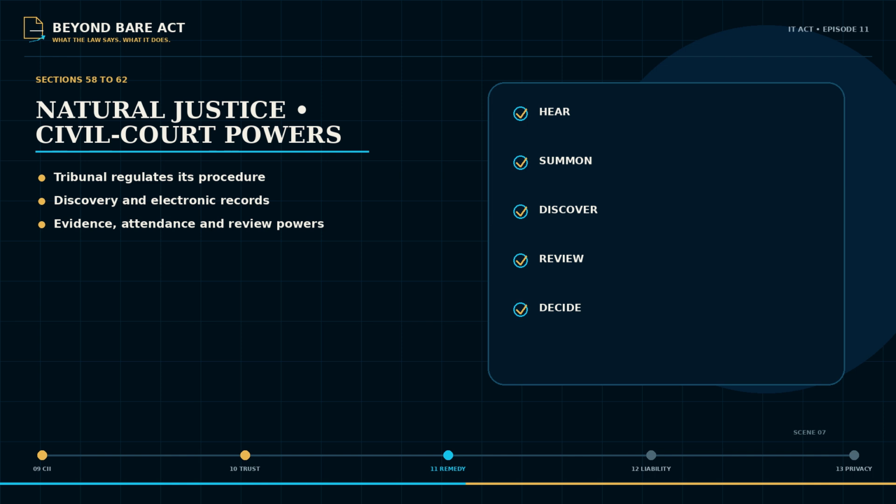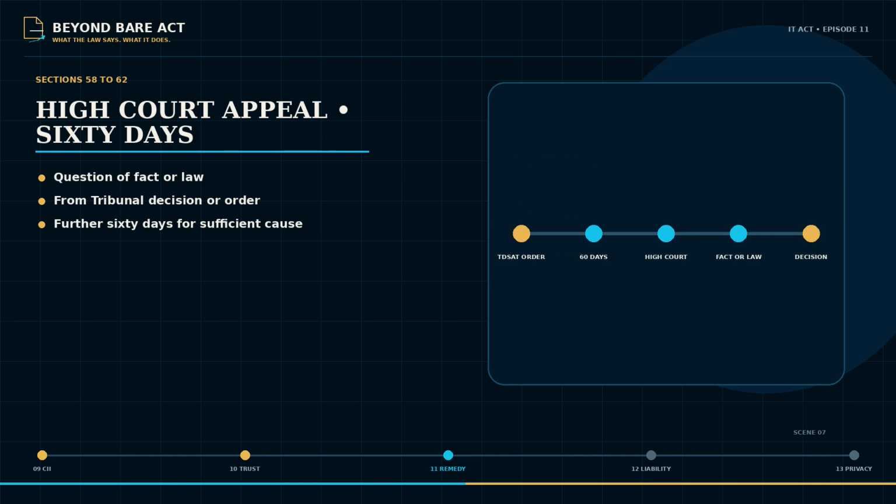A person aggrieved by a decision or order of the appellate tribunal may appeal to the High Court within 60 days of communication on a question of fact or law arising from the order. If sufficient cause prevented filing, the High Court may allow a further period not exceeding 60 days. The words fact or law distinguish this provision from appellate statutes that restrict further appeal to a question of law alone. They do not eliminate procedure, preservation of objections, or standards of appellate review.